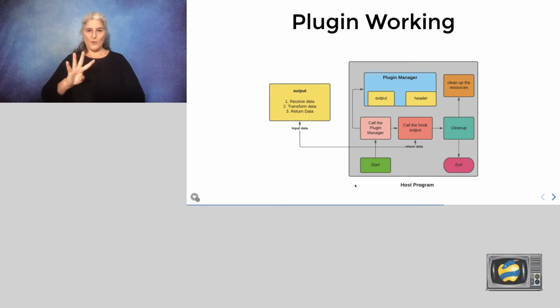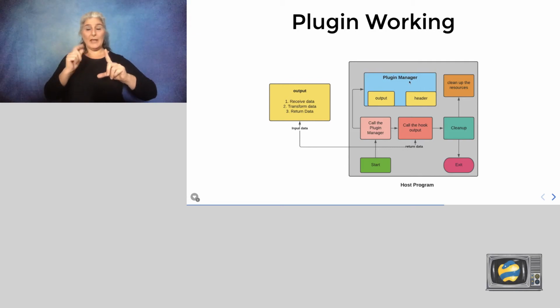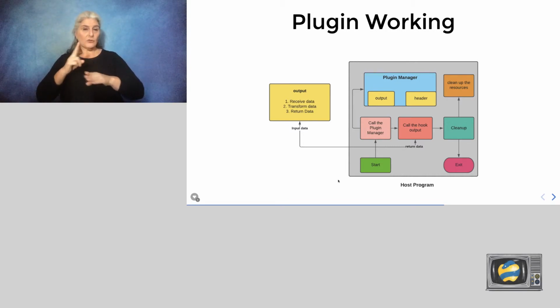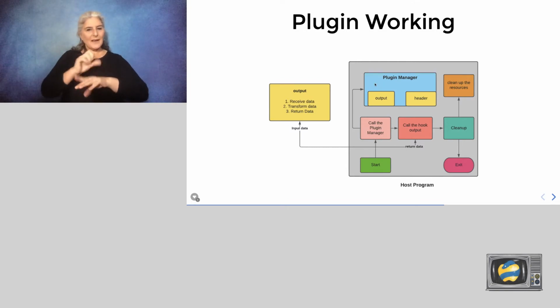Here is a visual representation of how a plugin works. The gray box represents the host program. All the other blocks inside the gray box represent the logical functionality of specific pieces. The program starts when the user types in the program name and enters the user input, and then the plugin manager gets called. When the plugin manager gets called, it does certain kinds of setup.